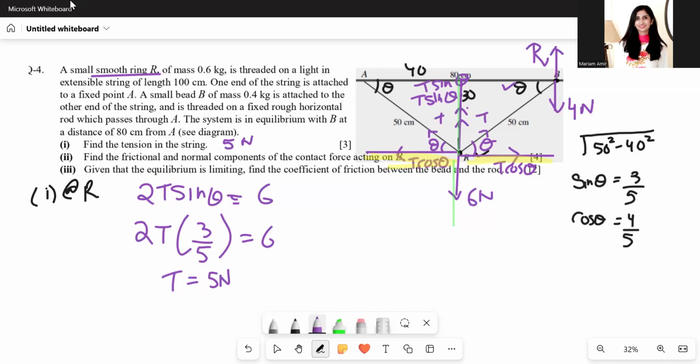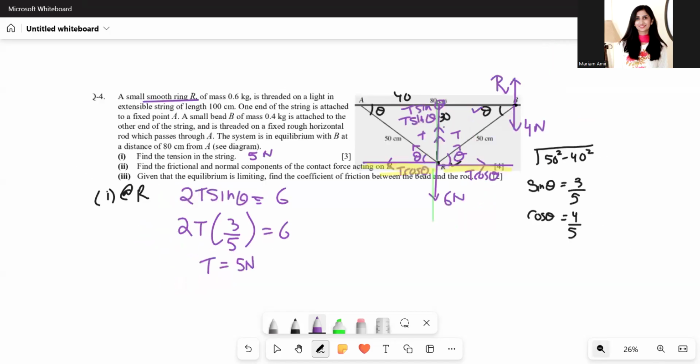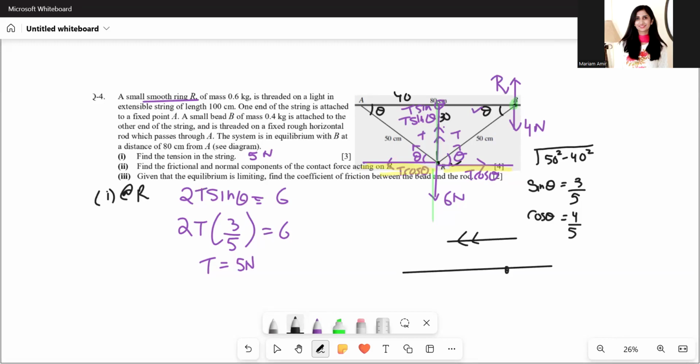Okay, part 2. Find the frictional and the normal component of the contact forces acting on B. Okay, now let's take a look at B. So at B, if the movement takes place, it's going to go in this direction because there's a pull from this tension here. Okay, so that means that friction is going to be in this direction. Let's call it friction because they did not ask for mu. They want the exact friction. Okay, friction is in this direction.